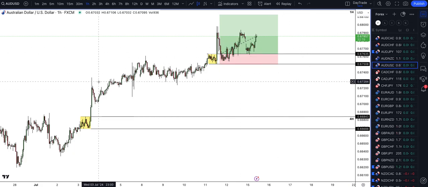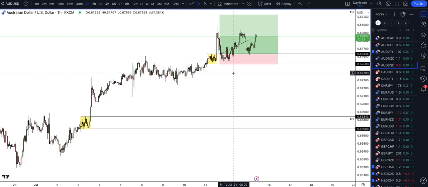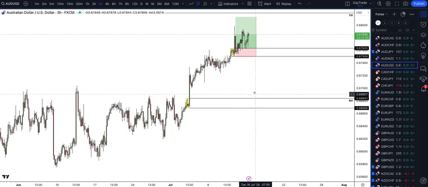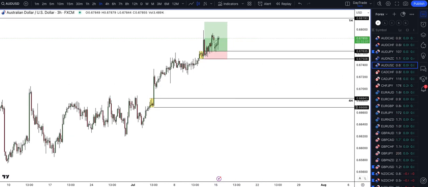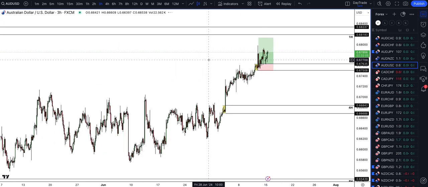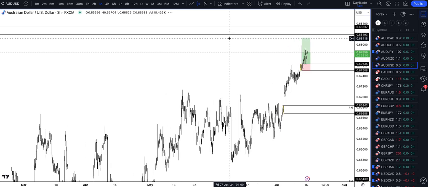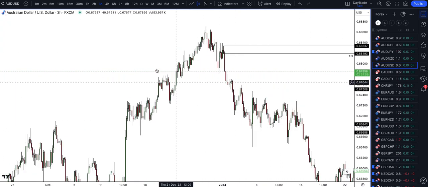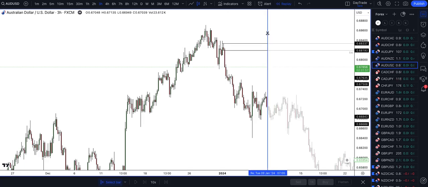So Aussie dollar, US dollar, or AUD USD had a nice bounce from this demand zone. I think it was a 3 hour actually. Yeah, 3 hour zone. Our target is just before the 1 hour zone higher up. I don't think this 1 hour zone is one that we will take though. I think it's just on the chart.